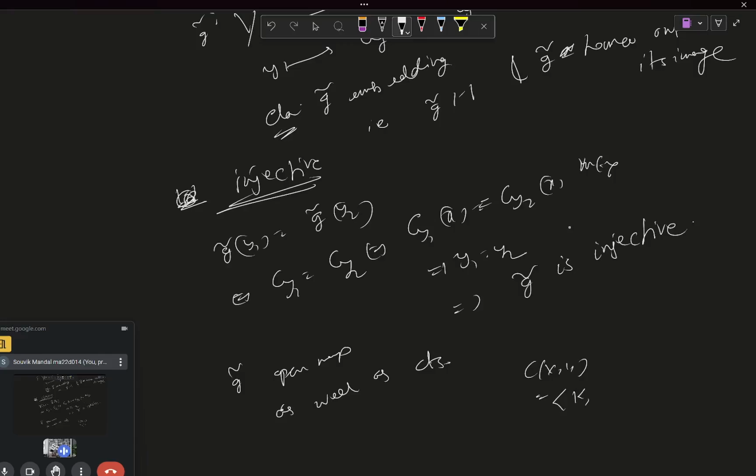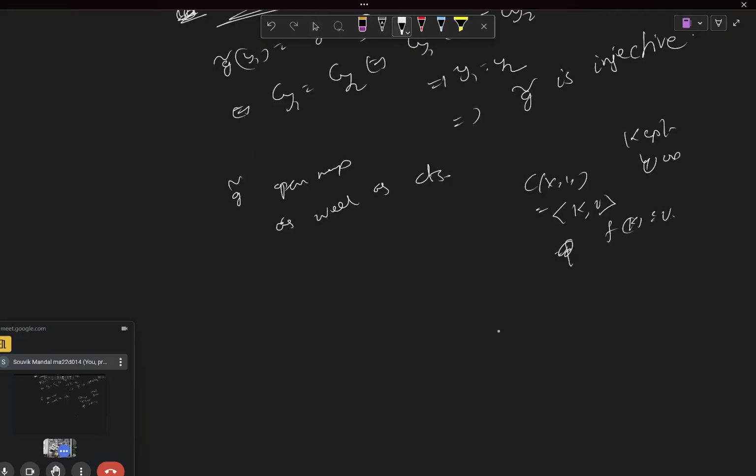Open set looks like the subbasic set [K, U]. Okay. So K is a compact set and U is an open set, and this contains all those a, so the sets [K, U]. So now we check whether g tilde inverse of [K, U] is open or not. Okay, right?